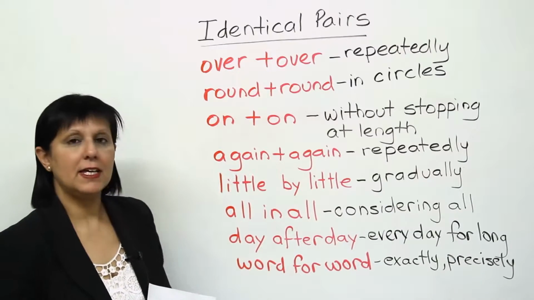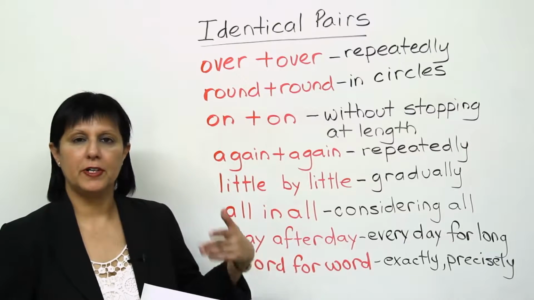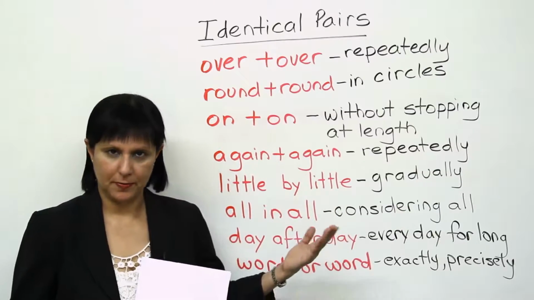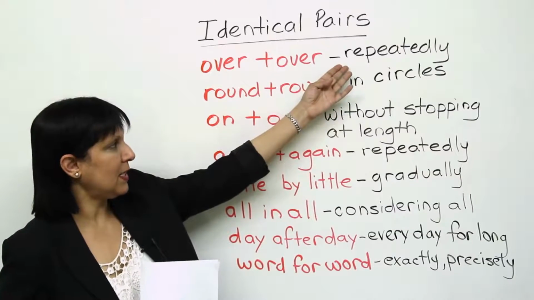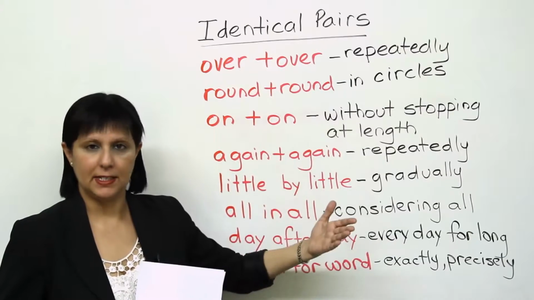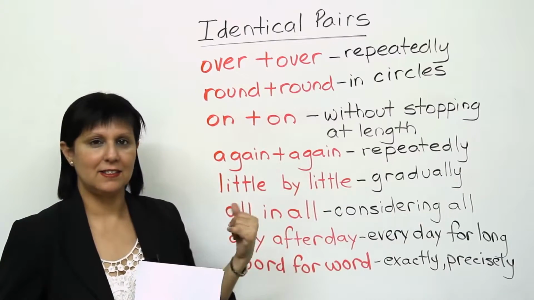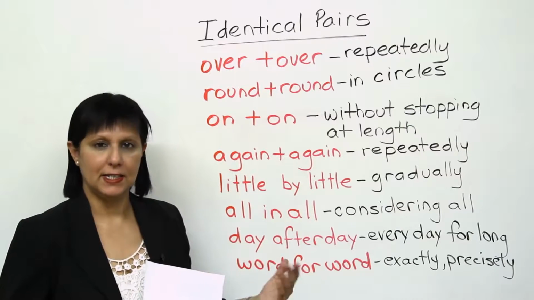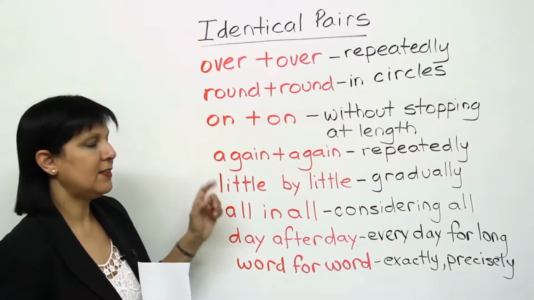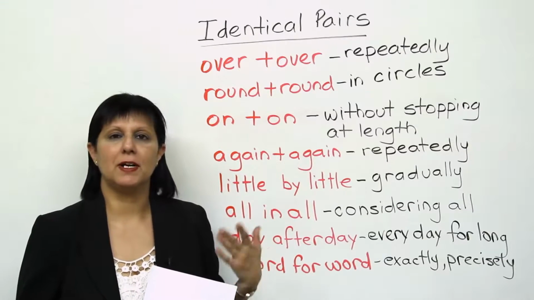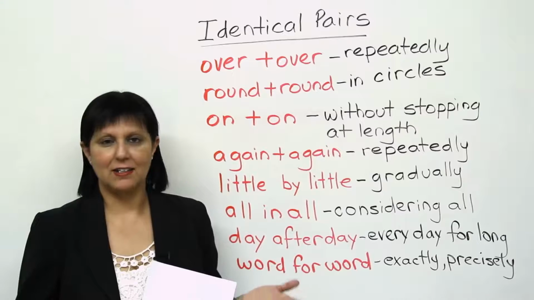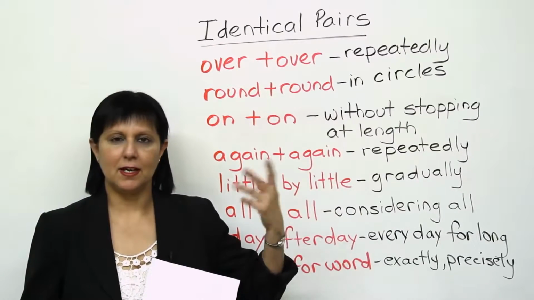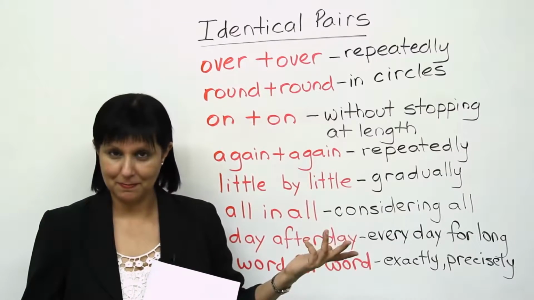Okay? When we say that somebody did something over and over, or I had to explain it to him over and over, it means I had to explain it to somebody repeatedly. Again and again is another expression, which we'll see, which also means repeatedly. Now, why don't we just say, I had to explain it to him again? You can say that. And of course, everybody will understand you. I had to explain it to him again means I had to explain it to him a second time, right?